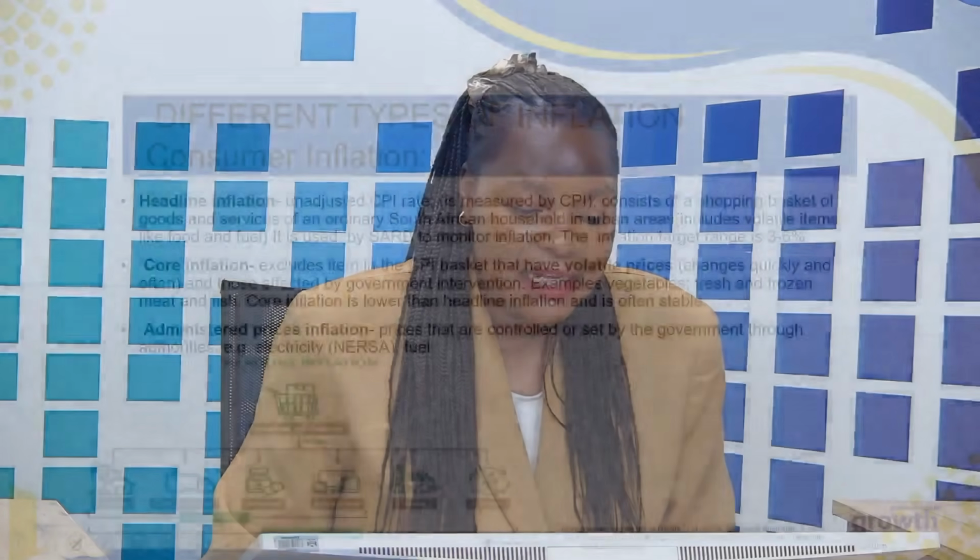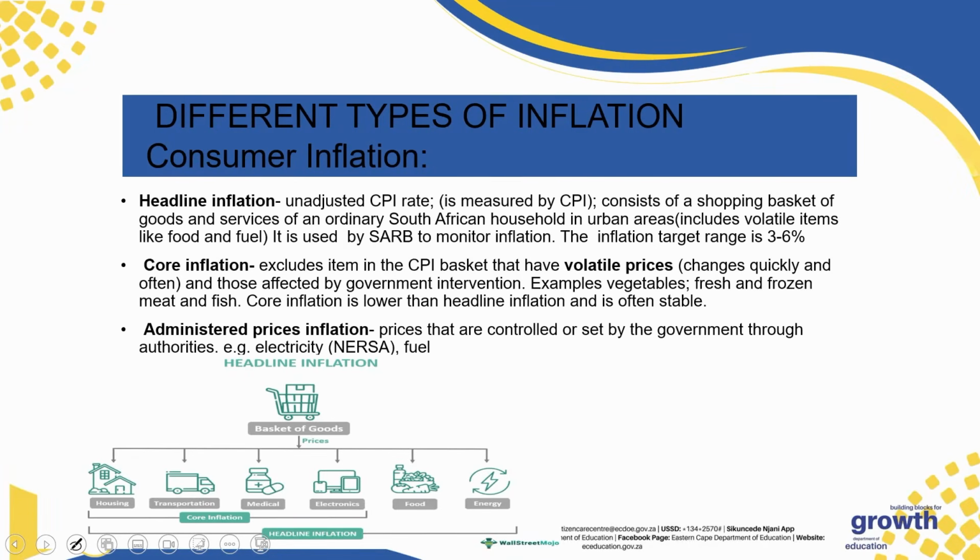Now let us look at the different types of inflation. The different types of inflation are the headline inflation, which refers to unadjusted CPI, consists of a shopping basket of goods and services of an ordinary South African household in urban areas. It is used by SARB to monitor inflation. The headline inflation now includes volatile items, those items that continually increase, such as food and fuel.